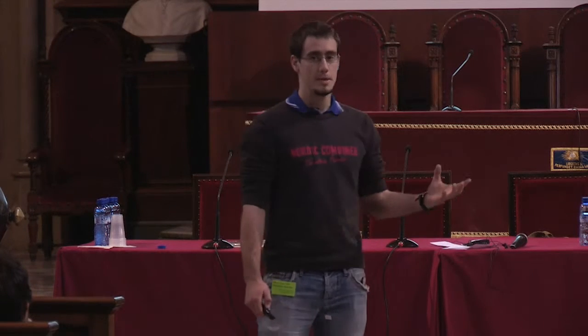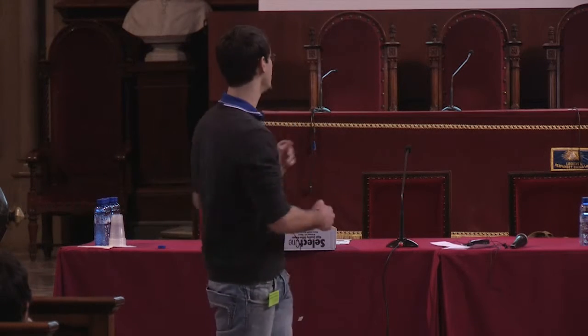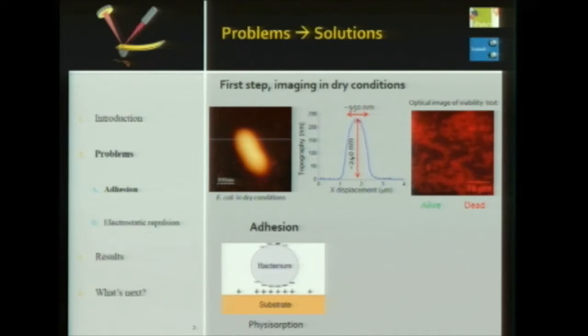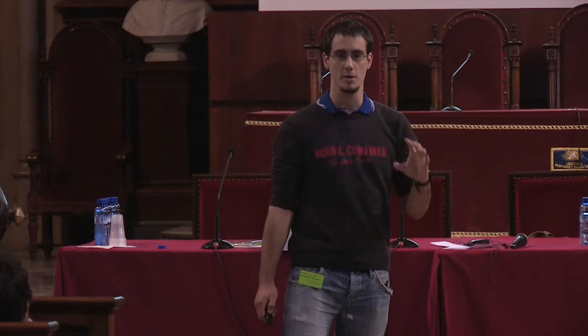So we know that we need to do images under liquid conditions to obtain living bacteria. So the problem is the adhesion of the bacteria onto the substrate. We use physisorption. This method relies on the electrostatic attraction between the bacterium and the substrate. But as you can see, although it could be a weak attraction, it is non-invasive since it's the bacteria's natural way of adhesion. A problem, which is directly observed, is the possible electrostatic repulsion between the substrate and the probe. Since we want high resolution, this repulsion, which could be up to hundreds of nanometers, must be very small.